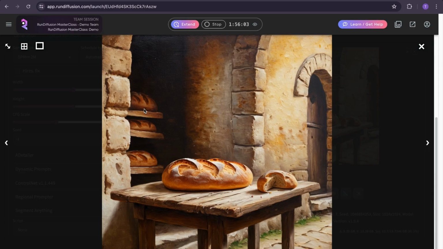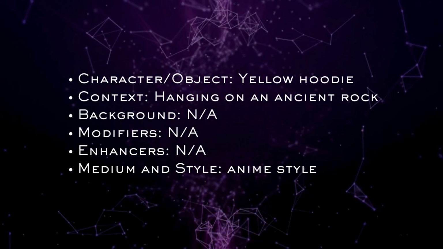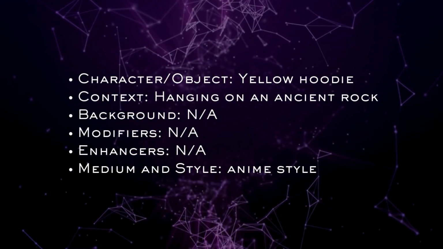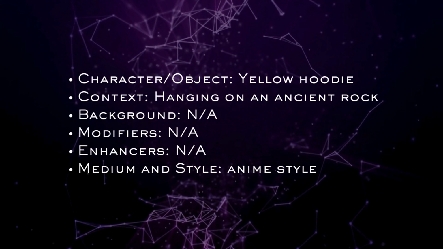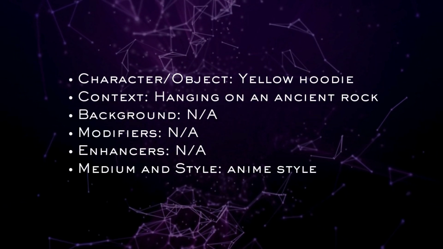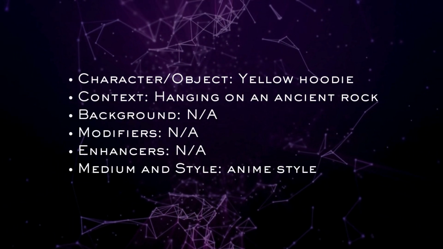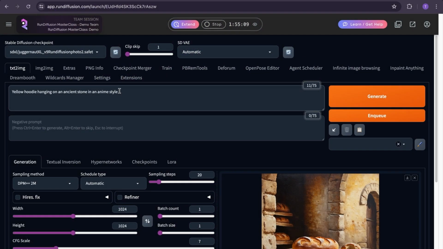We'll use the same structure we used in our last prompt. To add some visual interest, let's set this hoodie on an ancient rock. So to use our structure, the character object will be the yellow hoodie. The context will be hanging on an ancient rock. We are not adding a background or modifiers and enhancers because we want this to focus solely on the product. The style we use will be anime. Therefore, our prompt is a simple one: yellow hoodie hanging on an ancient stone in an anime style.